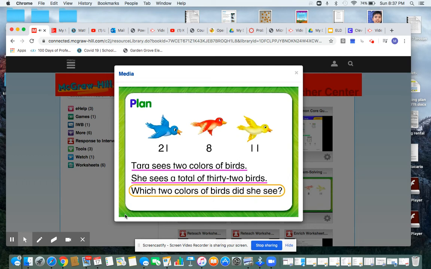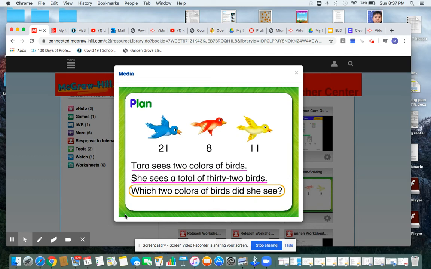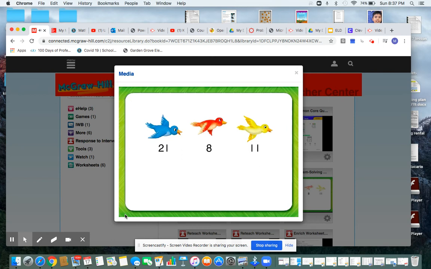Now we need to choose a plan to solve the problem. One way we could find the answer is to guess and check. Now it's time to solve the problem. First, we can guess she saw blue birds and red birds.